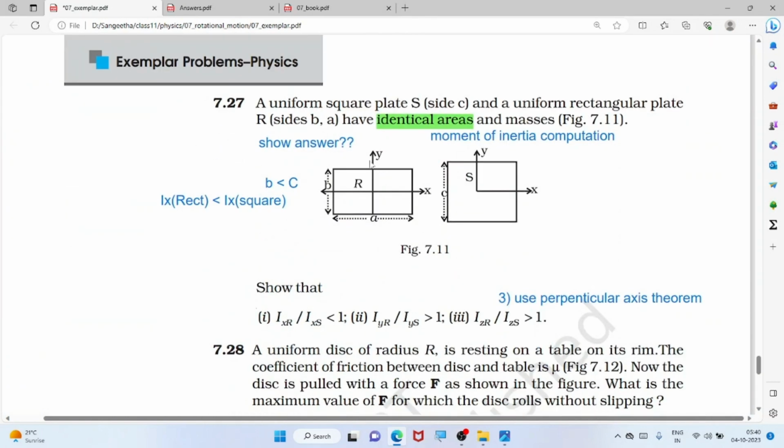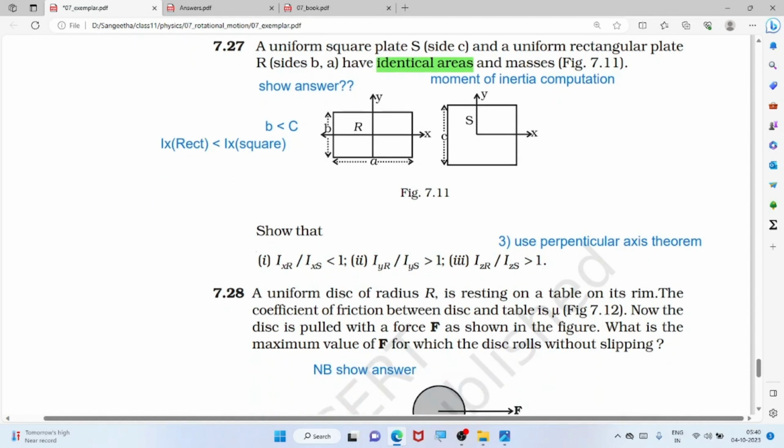A uniform square plate and a uniform rectangular plate have identical area, and the mass and area are the same on both objects. Show that they satisfy these conditions.